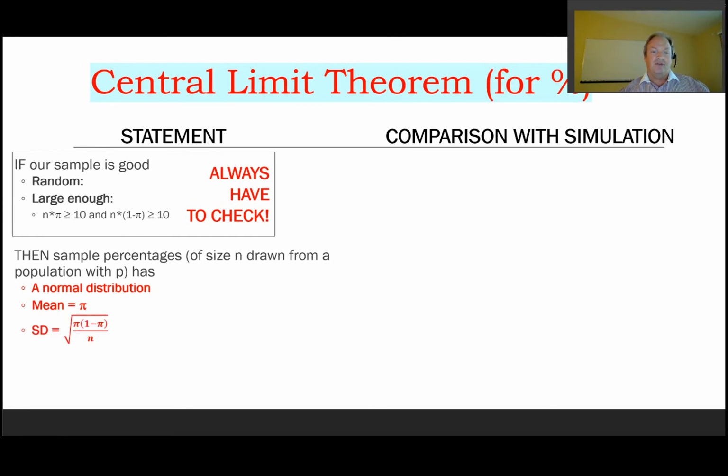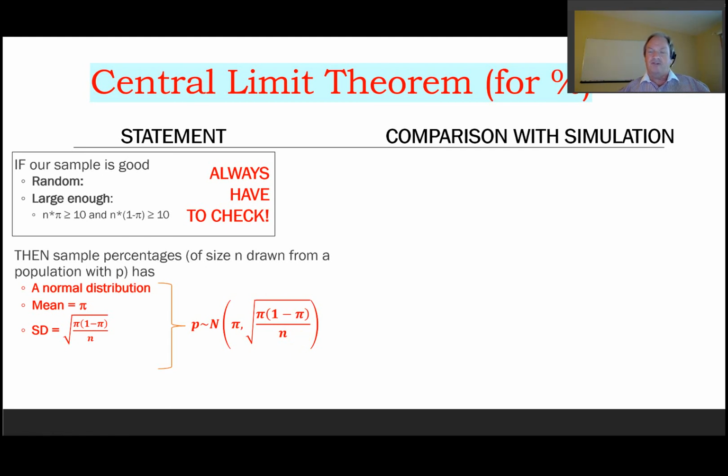And our standard deviation is given by the following formula. Pi times 1 minus pi divided by the sample size, and we take the square root of all of that. So we can put it together using our compact notation, and we can say the following. The sample percentages have a normal distribution with mean pi and standard deviation of the square root of pi times 1 minus pi over n.